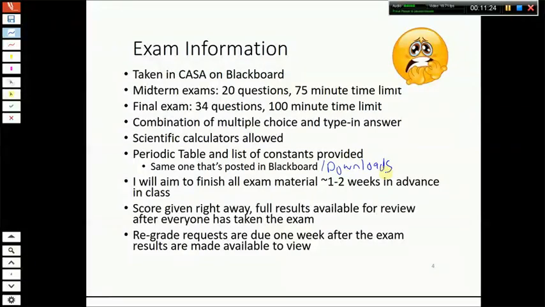All right, and with the exams as well, my intention is to stay well ahead of the exam material, so that we'll finish it a week or two before the exam starts, and you'll never have to have brand new material on the exam.